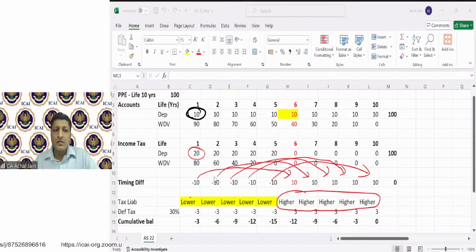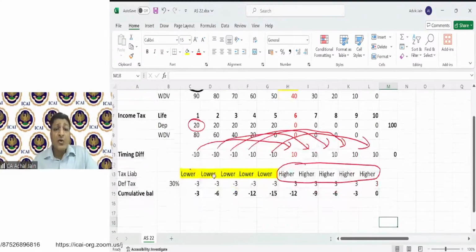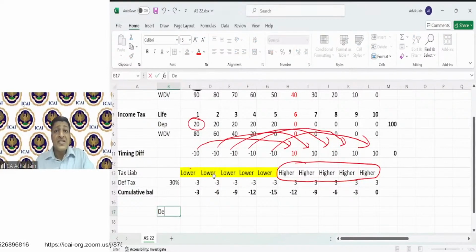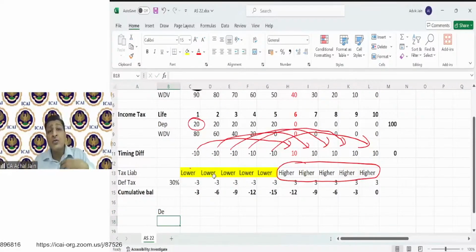All right, so let's move further on this. Now, let's try to look at the accounting entry for this. In the first year, what will be the accounting entry? In this case, deferred tax liability is required to be created. And why do you think it will be a deferred tax liability? Anyone from your side? Why do you think it will be a deferred tax liability in year 1?